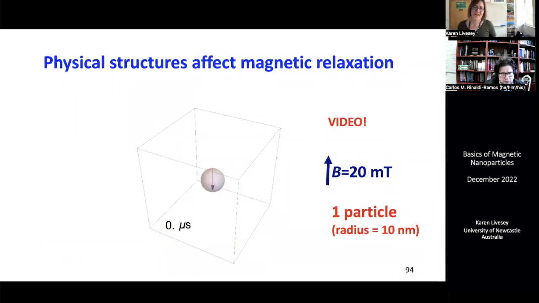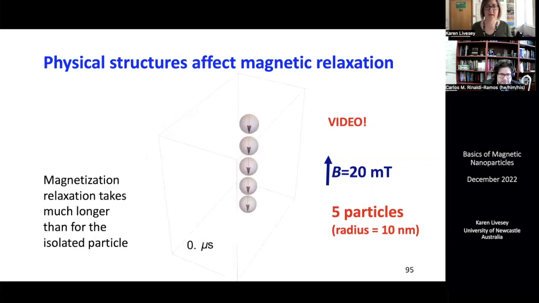Okay. One more thing to say about these dipolar interactions and the physical microstructure is that this in turn can affect the magnetic relaxation we were talking about earlier. So this is the video you've all seen, you've all analyzed, you've all done an experiment. Everyone said, oh, about 10, 20 microseconds for relaxation for this single particle in a fluid. What I want to do is contrast that to the same particle being part of a small chain. Okay. So here's the same particle as part of a small chain.